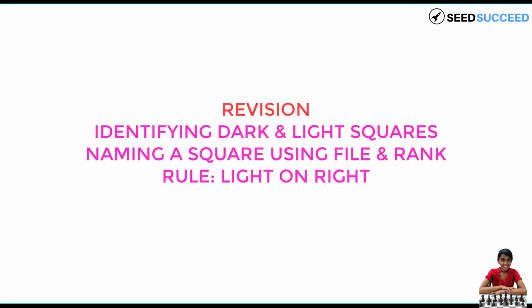So I hope you are familiar with the chessboard and with what is a light square and what is a dark square, and I hope you can identify the names of the squares using the files and the ranks. And the most important rule we should never forget when placing the chessboard: there should always be a light square at the right hand corner of the board. And the opponent will also have a light square to his or her right hand side.